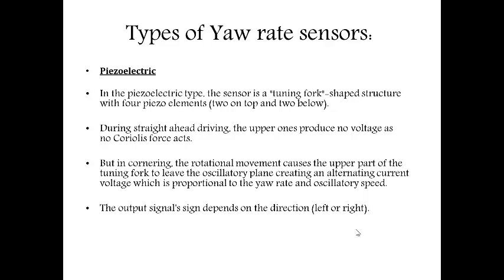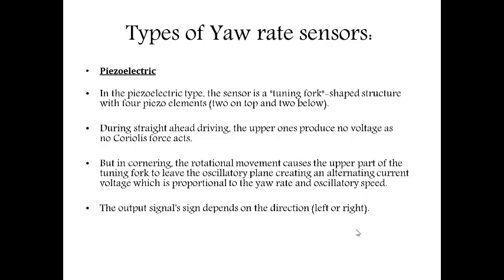There are two types of yaw rate sensors. One is piezoelectric. In the piezoelectric type, the sensor is a tuning fork shaped structure with 4 piezo elements. Tuning fork shaped structure means it has the shape of a tuning fork, like 2 forks on the upside and 2 forks on the below side. During straight ahead driving, the upper ones produce no voltage as no Coriolis force acts.